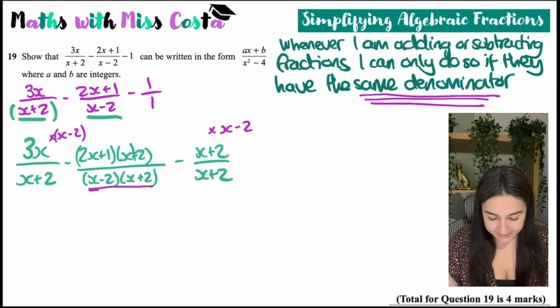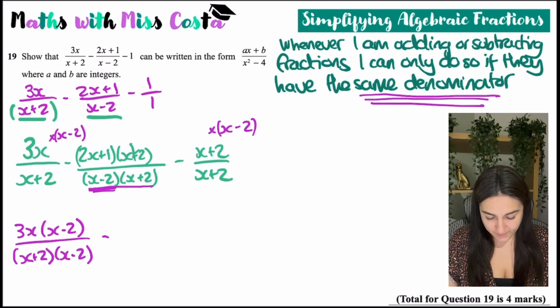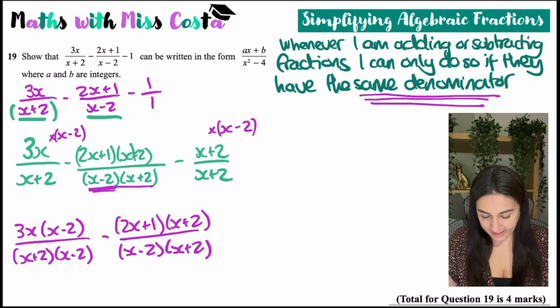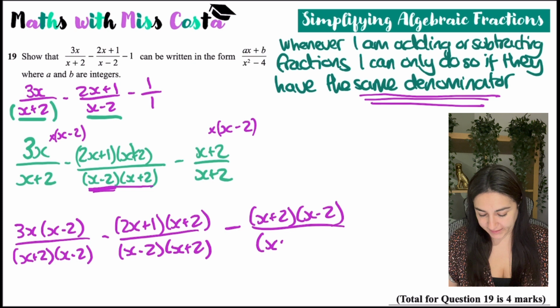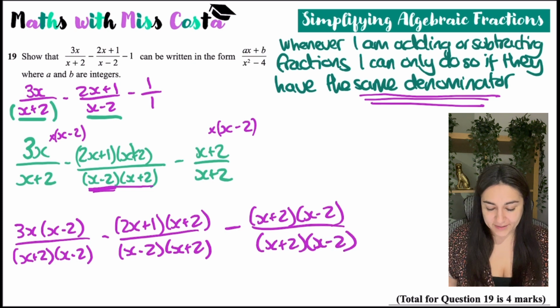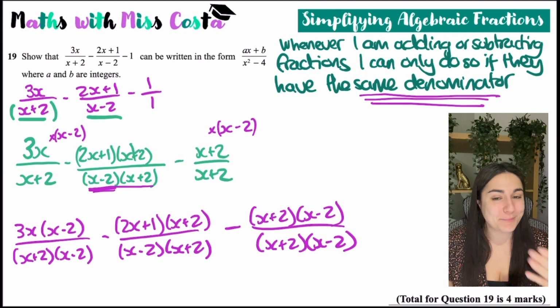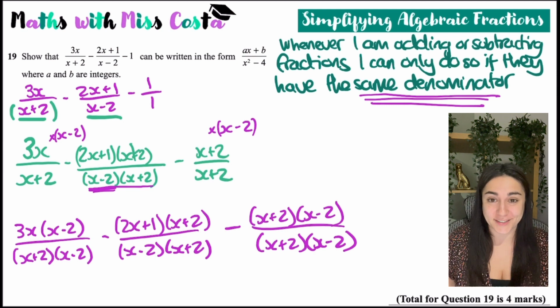This fraction already has x minus 2 in its denominator, so I don't need to touch that. And this would become 3x(x minus 2) over (x plus 2)(x minus 2), minus (2x plus 1)(x plus 2) over (x minus 2)(x plus 2), and this would just become (x plus 2)(x minus 2) over (x plus 2)(x minus 2). So it looks a lot more complicated now than it did originally, but the only way you can add or subtract fractions is if they have the same denominator. So this was a necessary evil in order for me to progress.